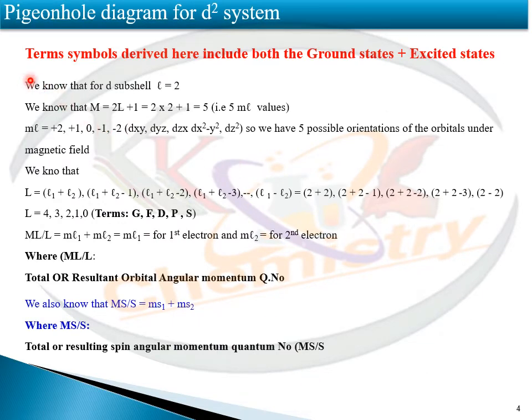As stated earlier, this diagram will contain both ground states and excited states. For d, L is equal to 2, and under a magnetic field this L is split, or oriented, into 5 different orientations. This 5 means that the d orbital has 5 ML values, so 5 possible orientations under a magnetic field. You can also calculate the terms if you know the value of L.